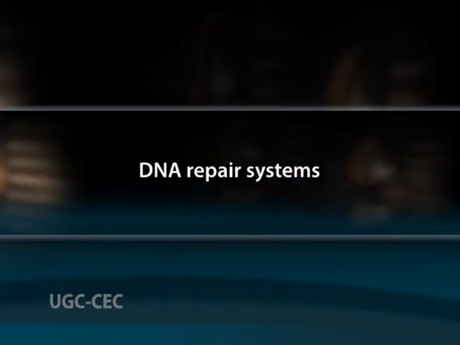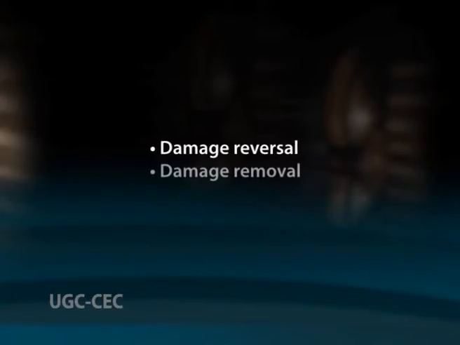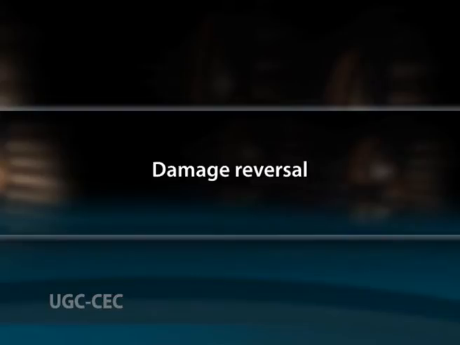DNA repair systems. DNA damage occurs spontaneously and as a result of ubiquitous environmental agents. Most organisms possess some capacity to repair their DNA, and DNA is the only macromolecule which is repaired by cells. The repair mechanisms are divided into three categories: damage reversal, damage removal and damage tolerance. Damage reversal.